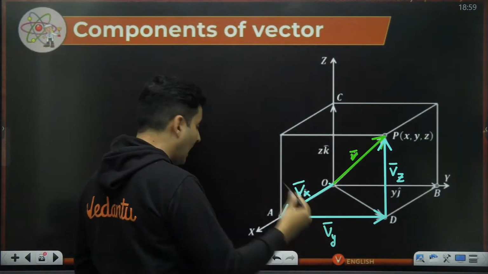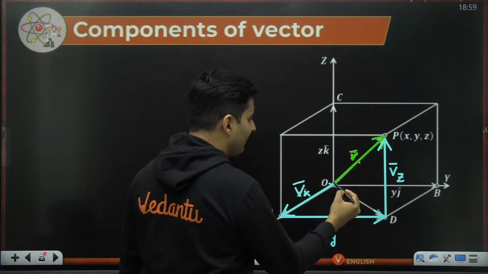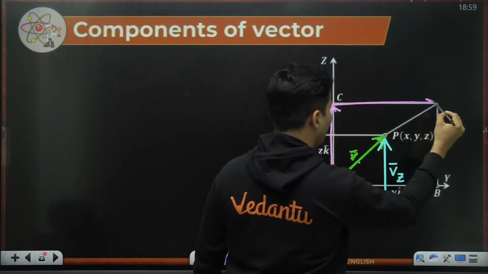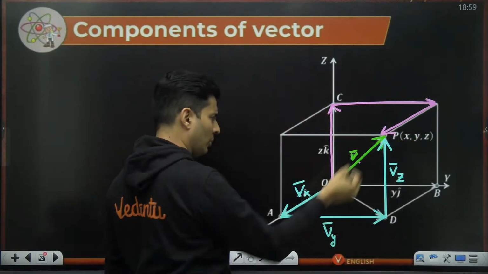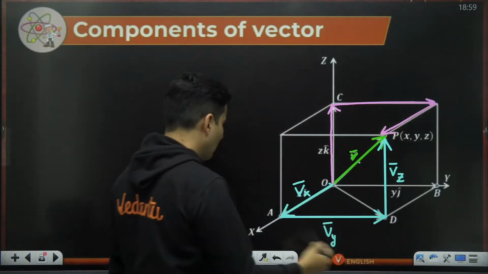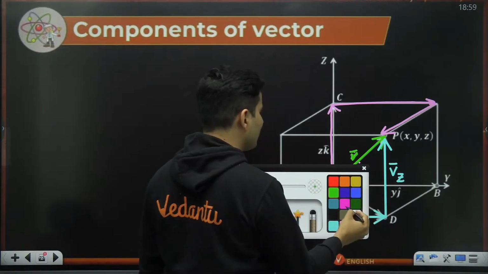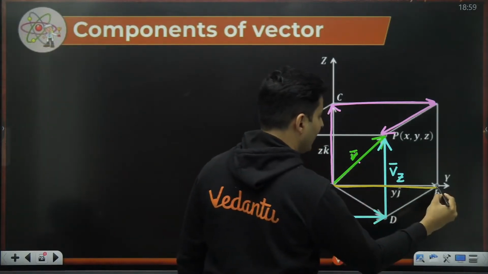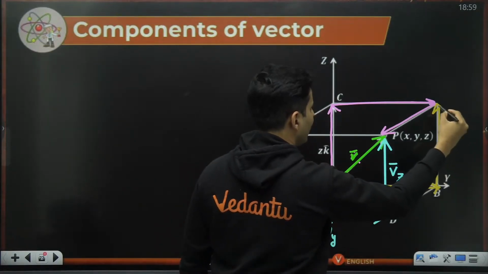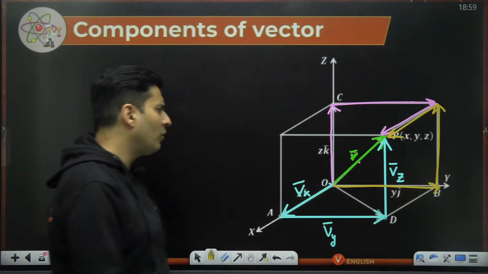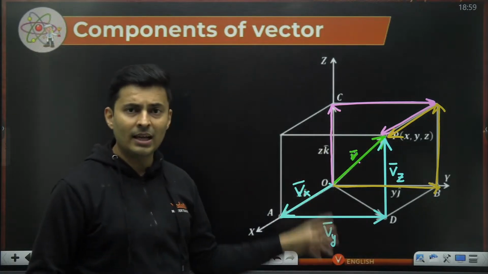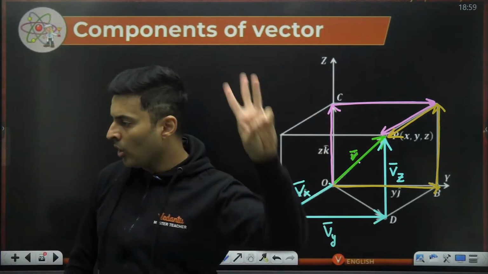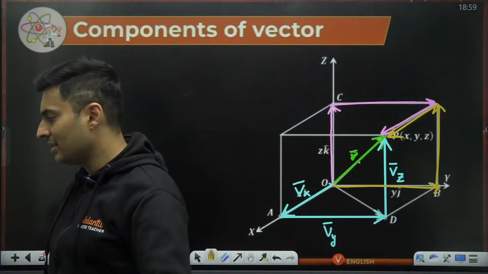Some student might ask, sir, can I start with Vy first, or Vz first? Why not? First go Vz, then go Vy, and then go Vx. This is also possible. Sir, I visualized it somewhat differently. What is it that you visualized? Sir, I visualized Vy first, and then I went Vz, and then I came to Vx. Yes, that is also possible. So many possibilities are there, but all of them are rectangular components in 3 dimensions.